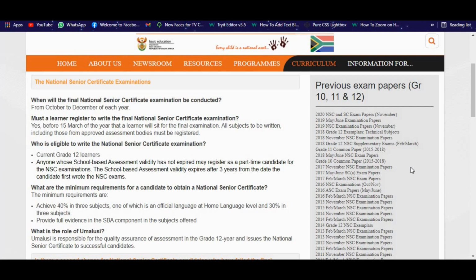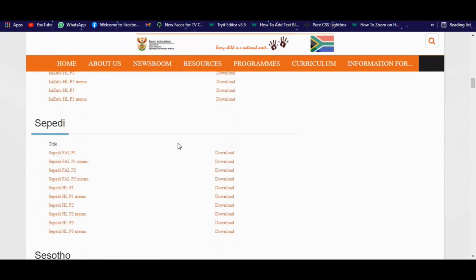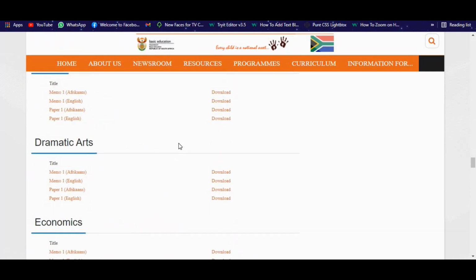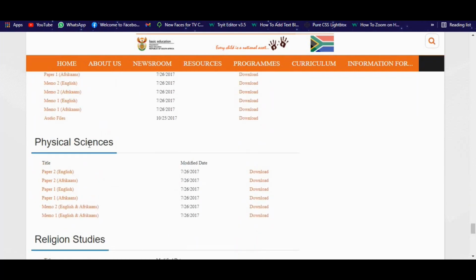What I will do is start from 2017. I'll take the 2017 FEB March, which was the set of exams before the 2017 November. So 2017 FEB March was the supplementaries of 2016. We're just going to scroll through until we find physics at the bottom here. There we go. And we're going to take paper 1. I'm going to open it in a new tab. Here we go.